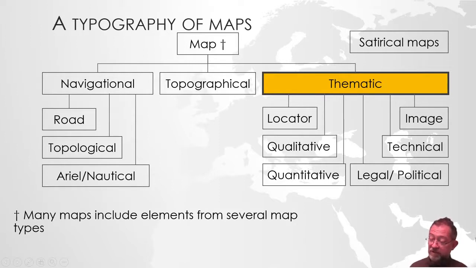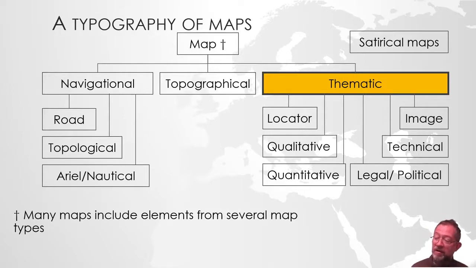We have both qualitative and quantitative maps. So maps of the feeling of fear might be a classical qualitative map, while statistical maps are classical quantitative maps. We have image maps, so in this case I'm using Woodward's definition, and an image, a satellite image, an aerial photograph, an orthophoto, might be considered as maps.